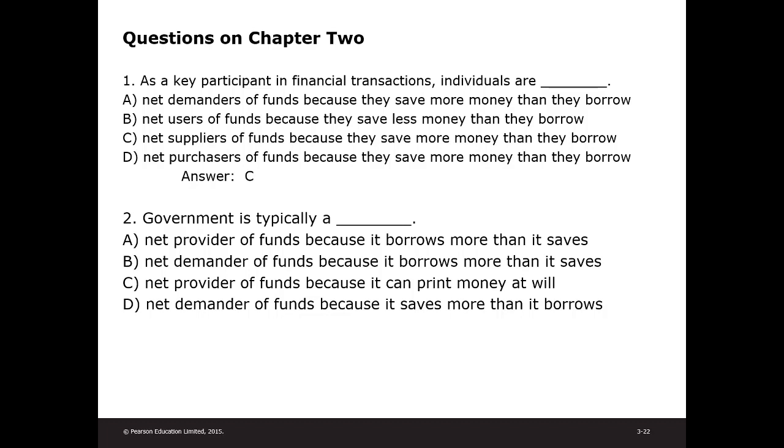Government is typically a net provider of funds because it borrows more than it saves. That's wrong. B, net demander of funds because it borrows more than it saves. That sounds true. C, net provider of funds because it can print money at will. No, that's wrong. D, net demander of funds because it saves more money than it borrows. Also, this statement is wrong, so the answer will be B.